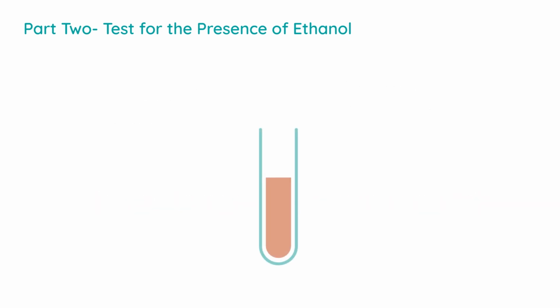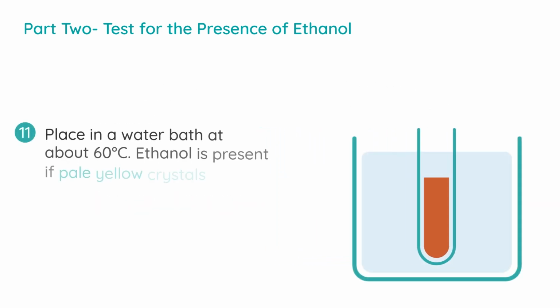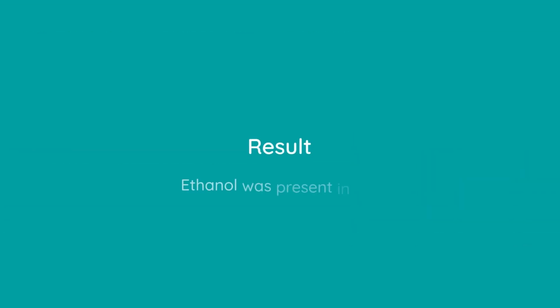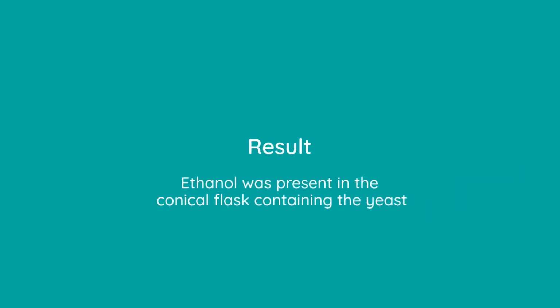So when we place this test tube into a water bath at about 60 degrees Celsius for 5 minutes, if pale yellow crystals form, then ethanol is present. So the result is that ethanol was present in the conical flask containing the yeast.